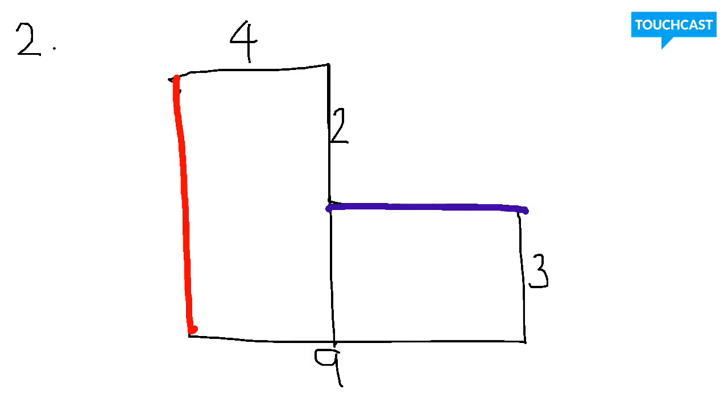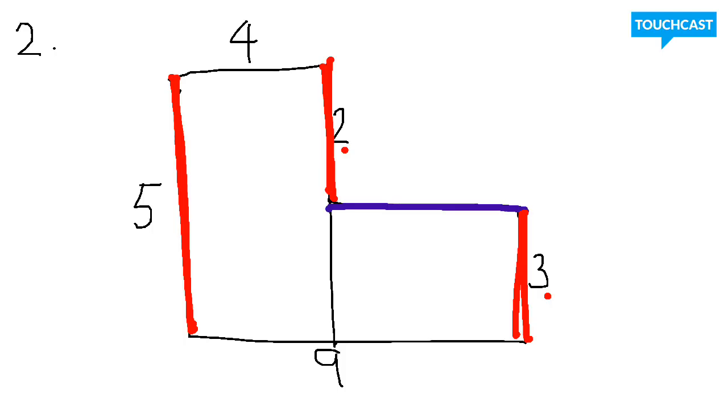Alright, let's start with the red. So we know that this is going up and down. And this side right here, 2, is also up and down. And so is this side, 3, also up and down. So if we have a short side 2 plus a short side 3, what is the length of this side? Well, 2 plus 3 is 5. So I'm going to do that in black. 5.